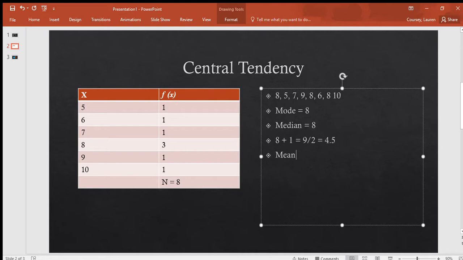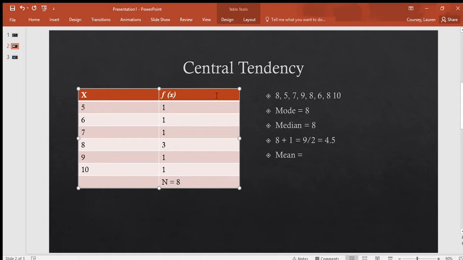If I wanted to calculate the mean, or the average, from this frequency table, what I'm going to do is add a column here. This column is going to be our x times our frequency. So we'll take our right column and multiply it by the left column.